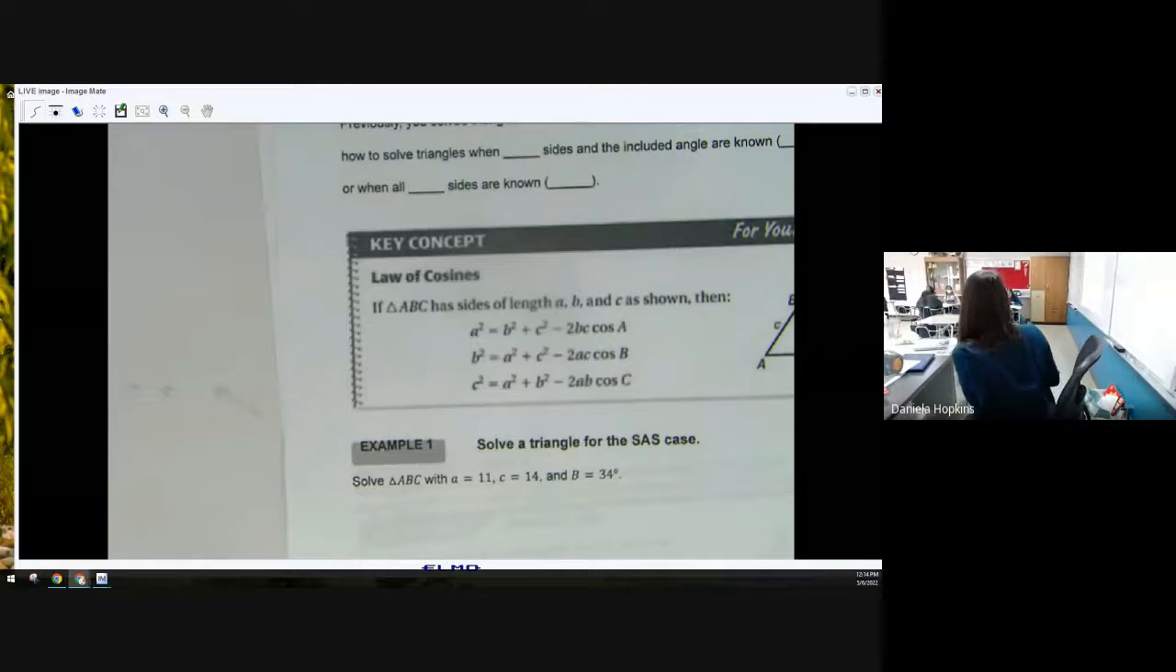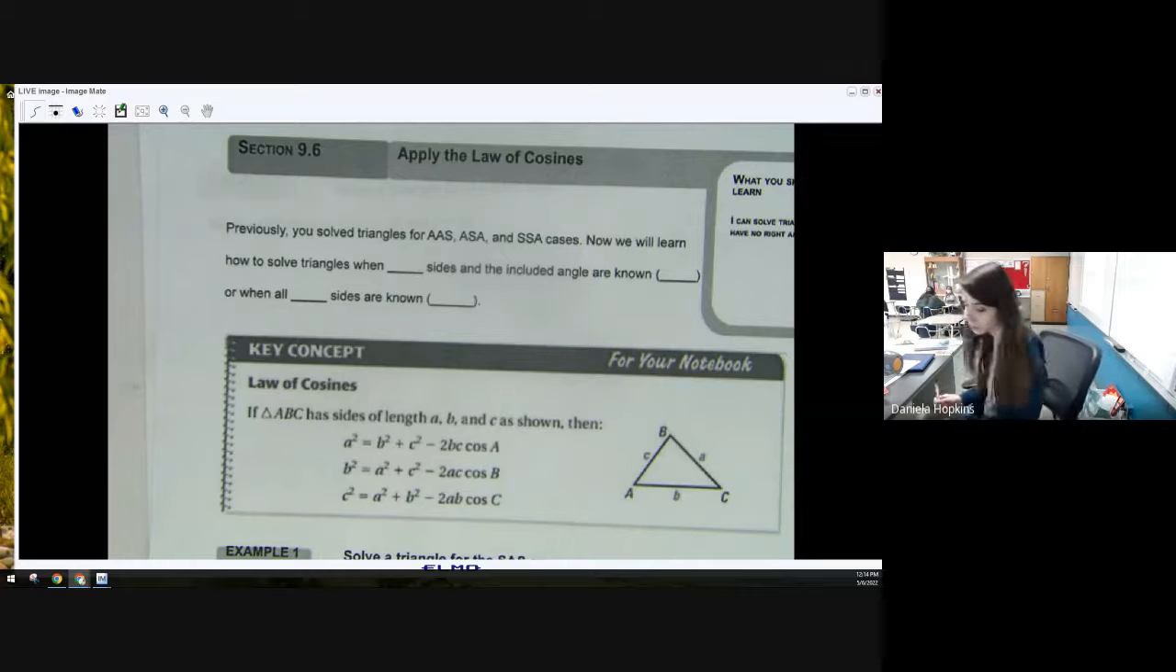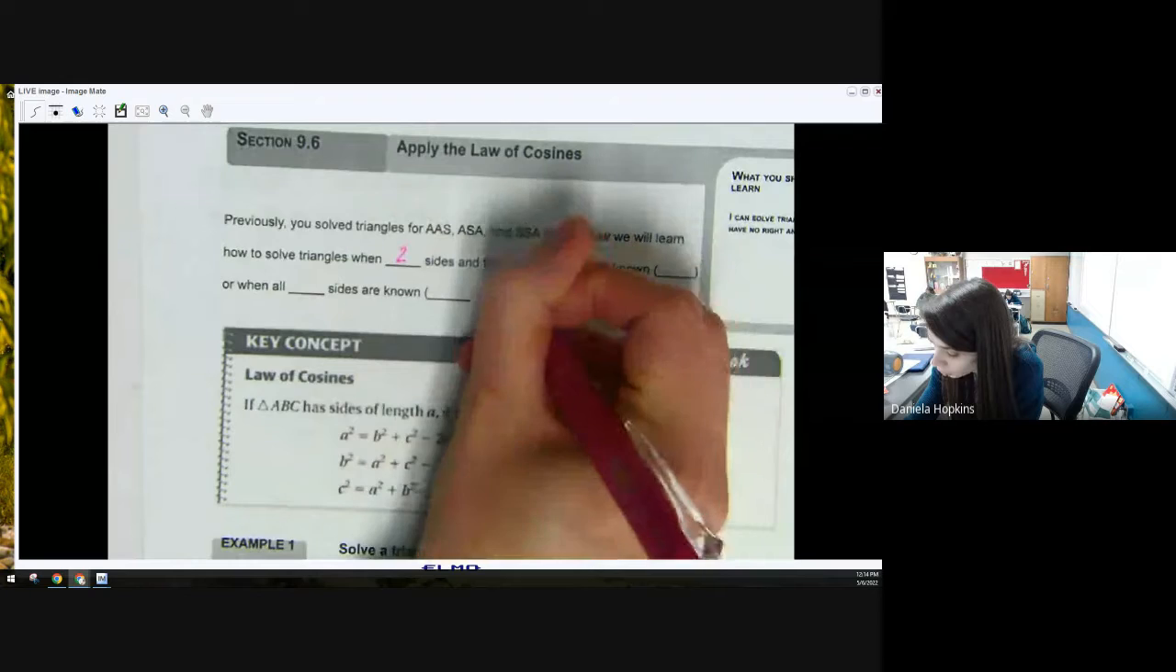The law of sines allowed us to solve for any triangle that was angle, angle, side, or angle, side, angle, or side, side, angle, right? So technically we still have two other cases that could happen. So now we're going to learn to solve a triangle when two sides and the included angle are known.